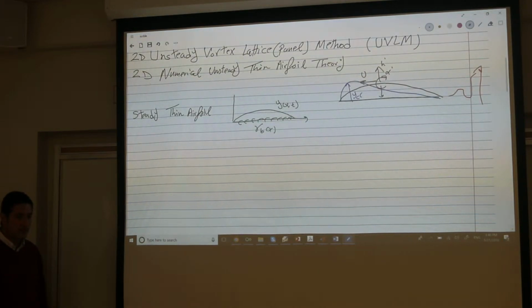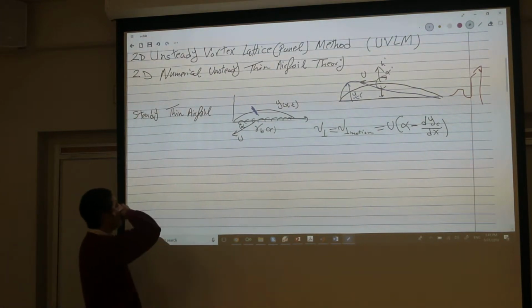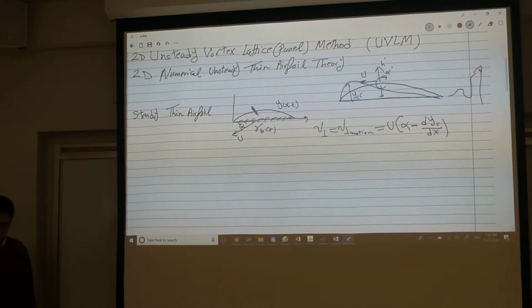What is fundamental? No penetration. Exactly. I have nothing but the boundary condition, right? So the V normal is equal to the V normal due to motion. Here the motion is very simple. This guy is moving with U, and here is the angle of attack, so the V motion is simply U times alpha. But how can we feel the camber? The only way to feel the camber is dy camber by dx, because we're applying the no penetration on the camber line. So the V normal here is this guy, okay? So this was our steady thin airfoil theory, which we did in detail.